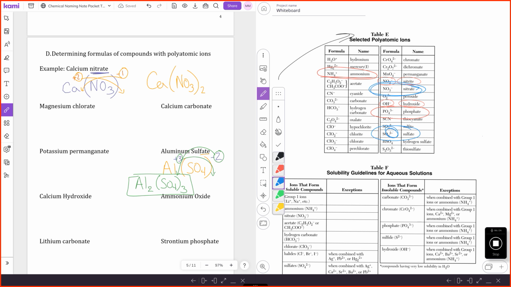I hope this video helped you understand how to work through level 2 of naming by adding the additional component of the table E in your reference table.